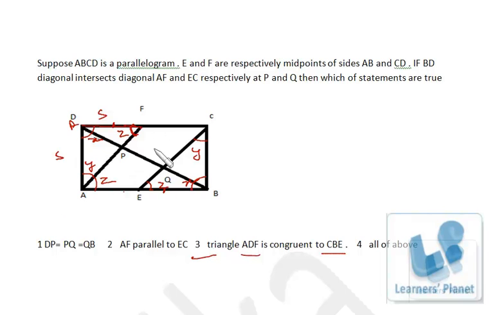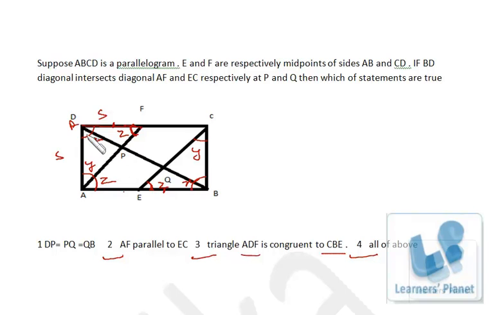Now just see AF and EC. This angle is Z and this angle is also Z, and both of them are corresponding angles. If corresponding angles are the same, then the lines are parallel. So AF is parallel to EC. That is also true. Now, since two of them are already true, you don't have to check for the third one, but for your concept clarity, I will explain how DP, PQ and QB are equal. Otherwise, you can stop solving the problem further, as all of them will be the answer. But since your concept should be clear, I will explain.